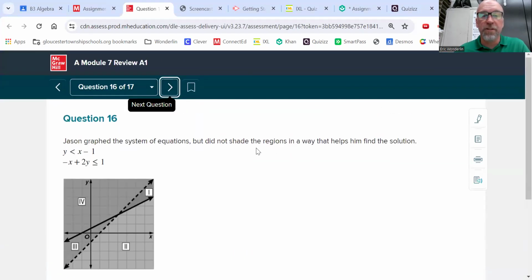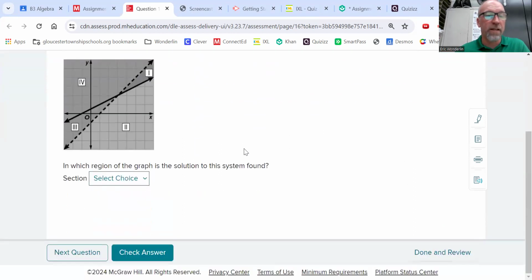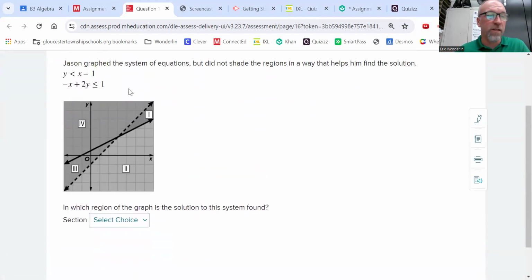Jason graphed, didn't shade. Where is the answer? So let's see. Y is less than x minus 1. That is this line down here, the dashed line. Less than means he's going to shade below. He's going to shade down here below that dashed line.